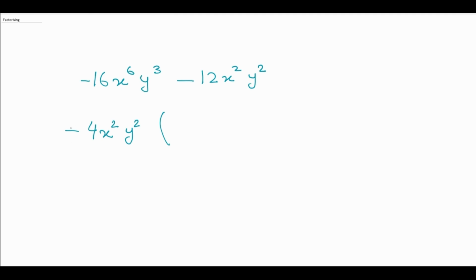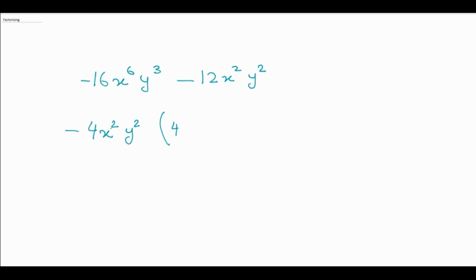Let's work with our signs. So a minus sign times what sign should give me a minus sign? Well, a minus times a positive will only give me a minus. So we know we're going to have a positive first term here. Next, 4 times what will give me 16? We know 4 times 4 will give me 16.